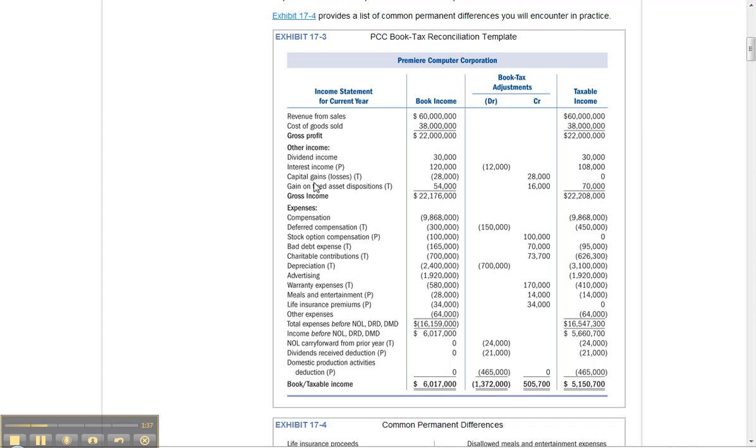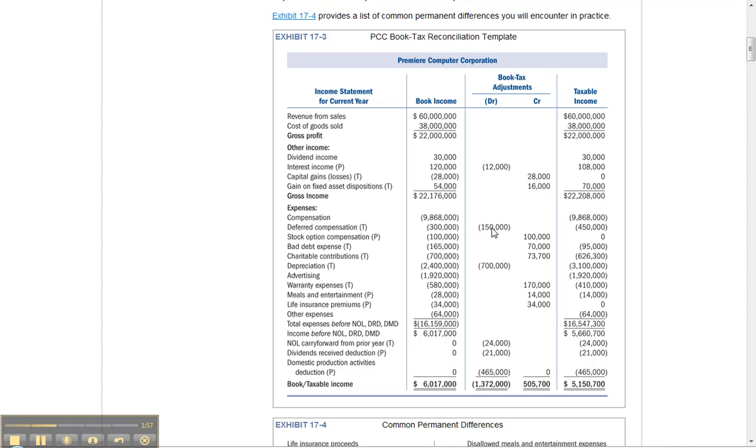Gain on fixed asset dispositions. We had a gain for book purposes on a sale of some assets. We must have determined that the tax gain was bigger than the book gain, because we're adding $16,000 to this gain to get a tax gain of $70,000.